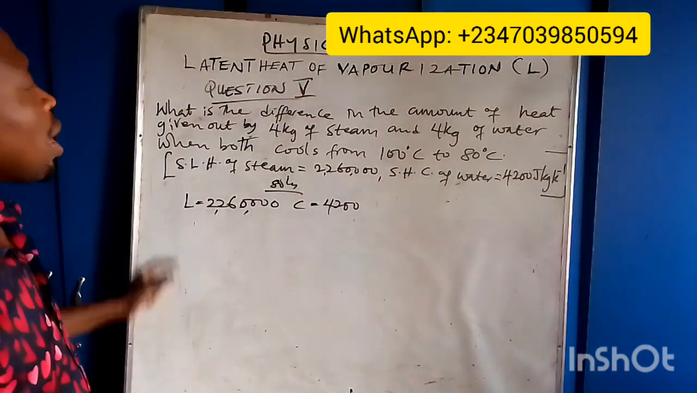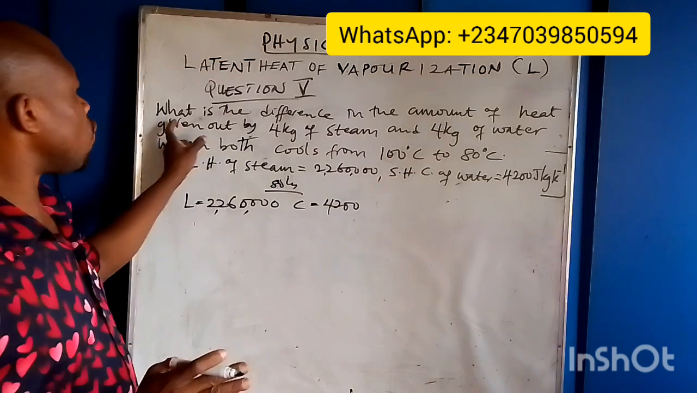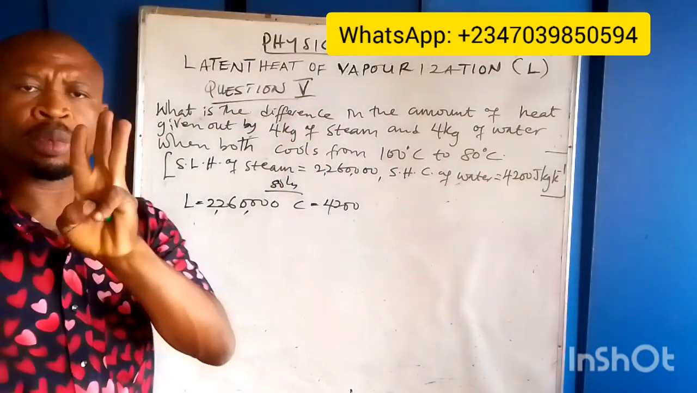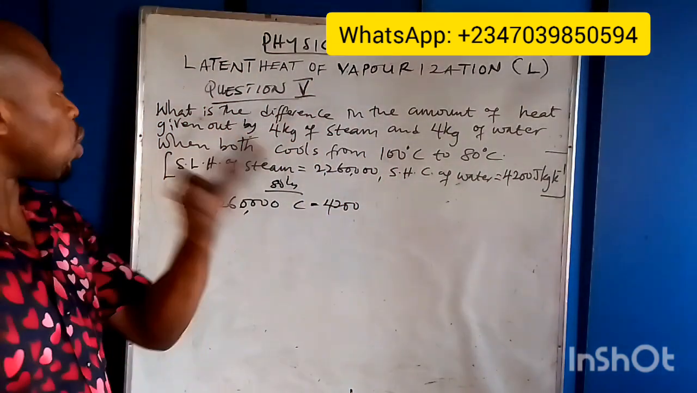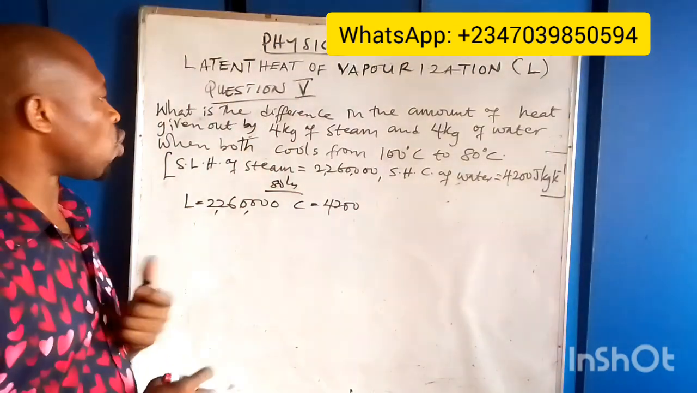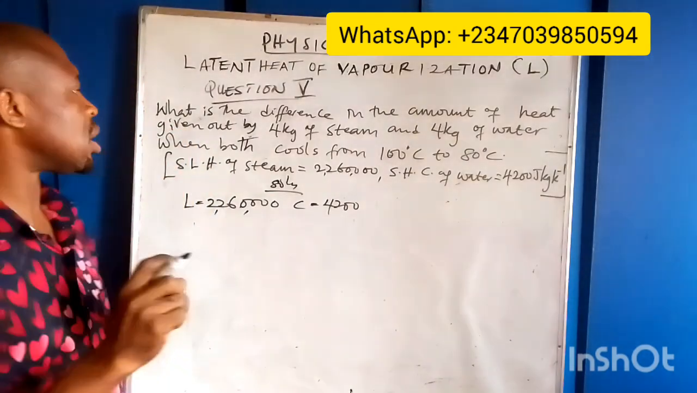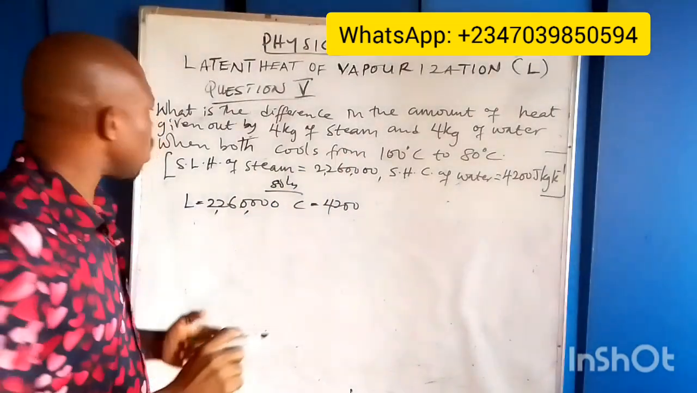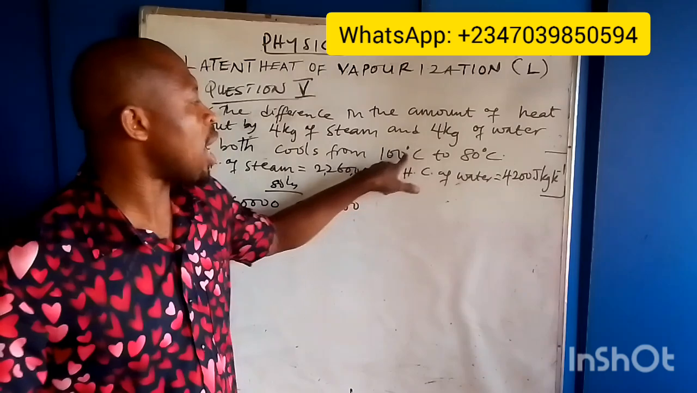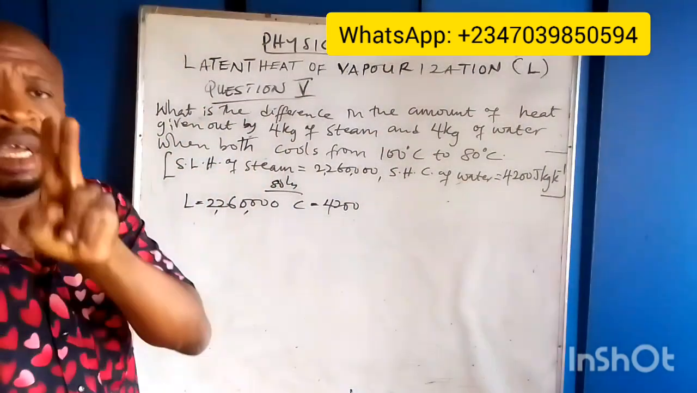Now, they said what is the difference in the amount of heat given up? That means there are two different bodies here. There are two different quantities. We have the steam and we have that of water. All of them, the two of them, are of equal mass. Okay, so we now have the temperature, final temperature is this, while this is the initial temperature. Now, I will tell you two different ways of solving this problem.